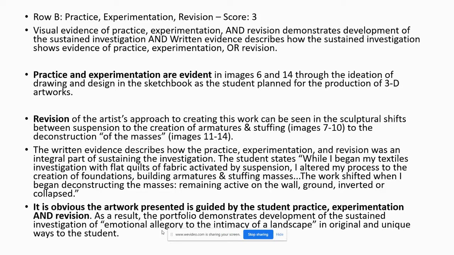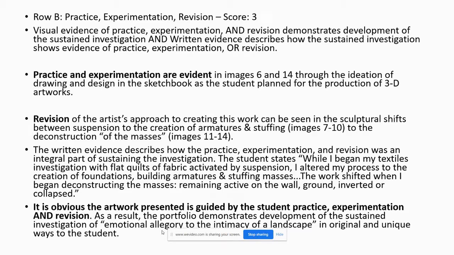So that's important. And if we see here, she did experiment, and it is evident that she practiced and she did revise. Bullet number 4 there. Revision of the artist's approach to creating this work can be seen in the sculpture shifts between the suspension to the creation of the armatures. So basically they're saying, look, she changed her work up, she experimented. It was hanging from the ceiling and now it's posted on the wall. And on the bottom one, it is obvious the artwork presented is guided by the student's practice, experimentation, and revision. So they believe that was true.